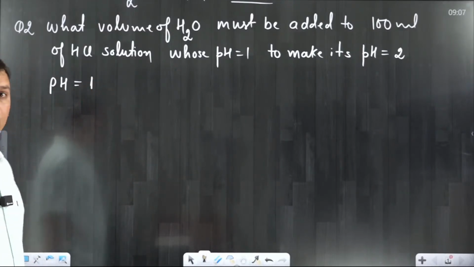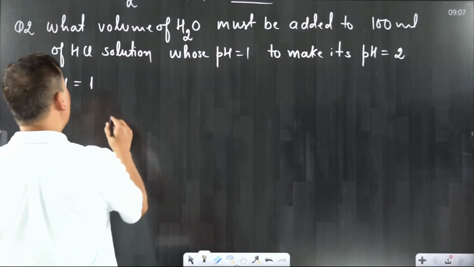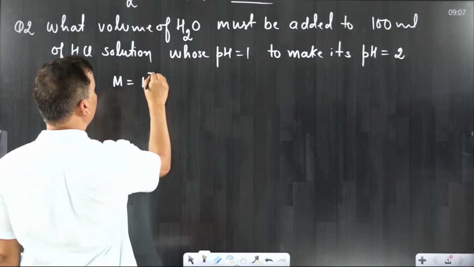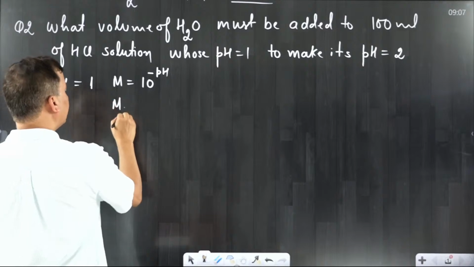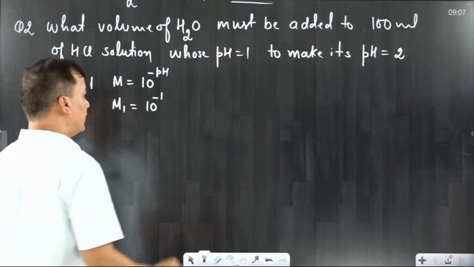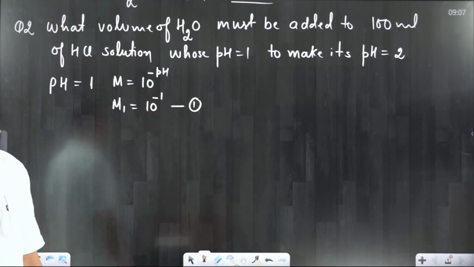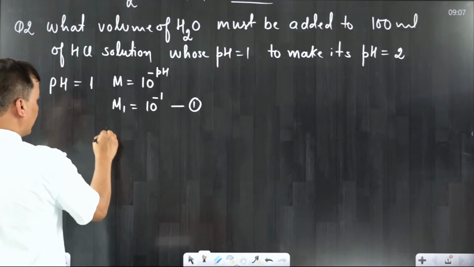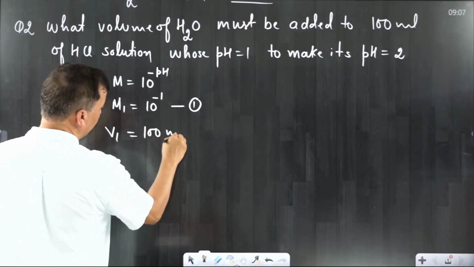So my dear student, the pH is 1. And you know, we can calculate the molarity of the solution from the pH. The molarity of the solution is equal to 10 raised to power minus pH. So this M1 is 10 raised to power minus 1. This is the molarity before dilution. And the volume V1 is equal to 100 ml.